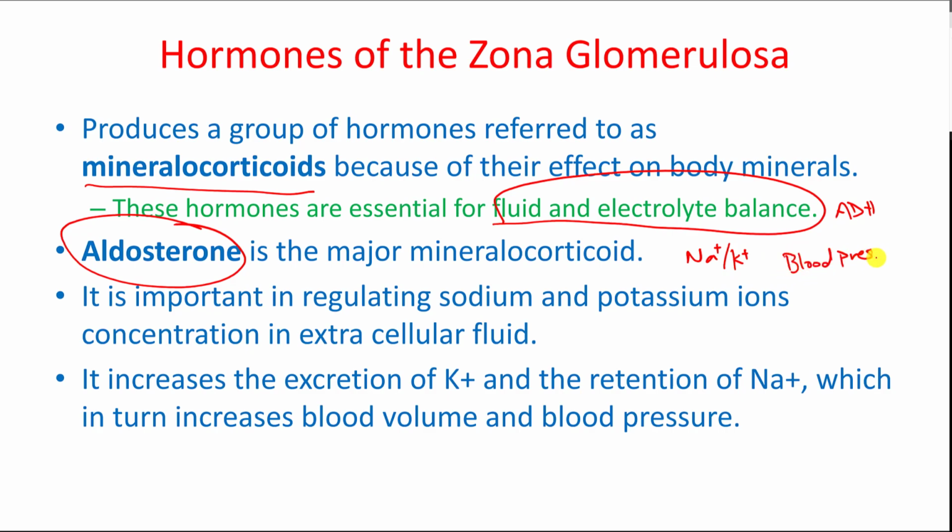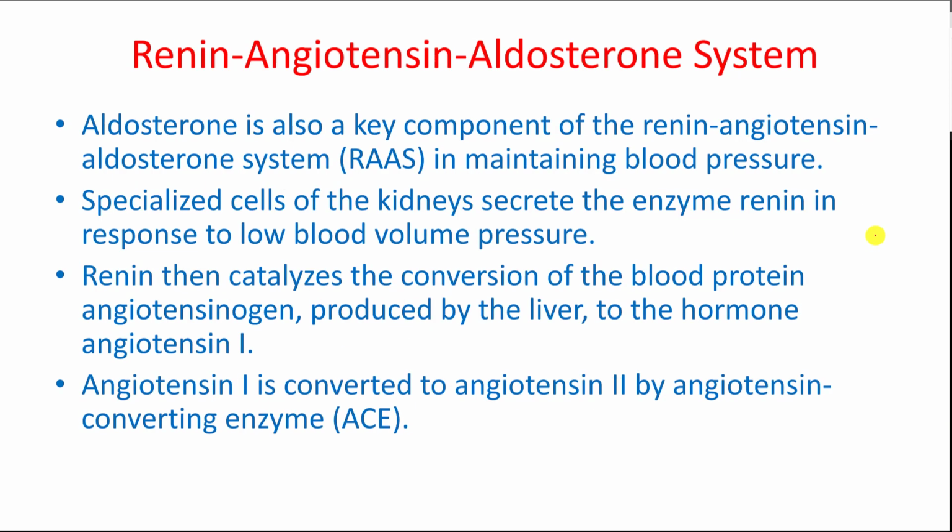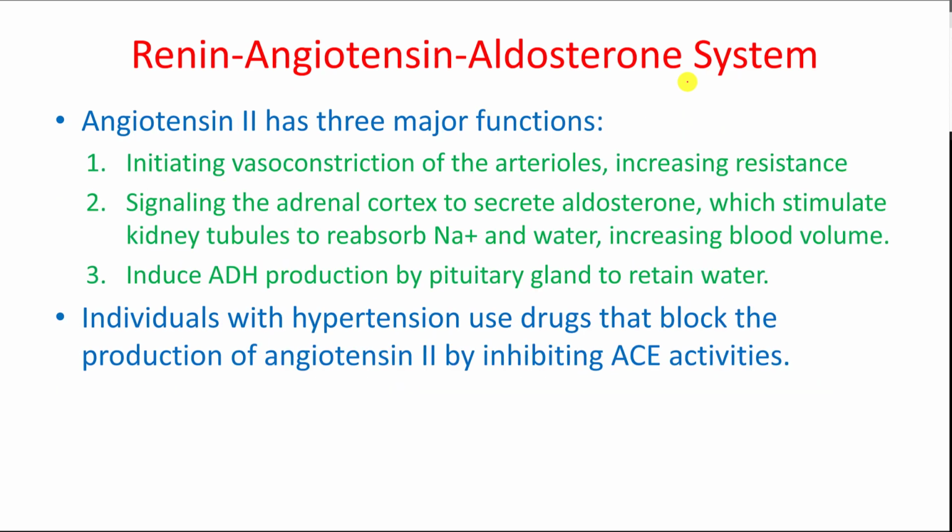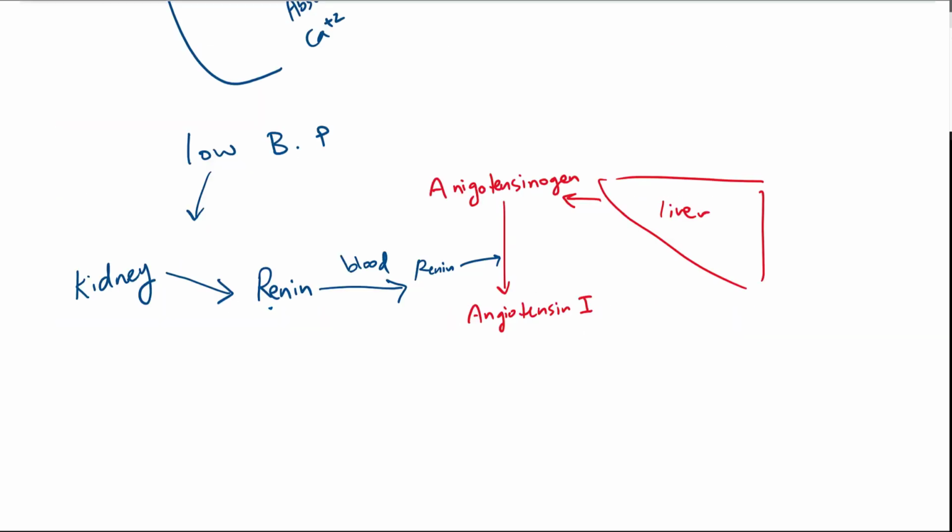And of course, aldosterone is not working by itself to regulate the blood pressure. In fact, it's part of a mechanism or a system that is known as the renin-angiotensin-aldosterone system. The system is made out of the kidneys, the pituitary gland, and the adrenal gland, and targets several structures in our body to regulate the blood pressure. So how does it work? Let's go to the drawing.